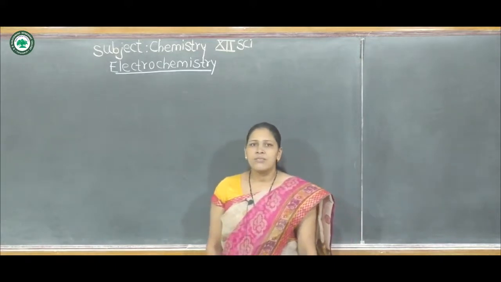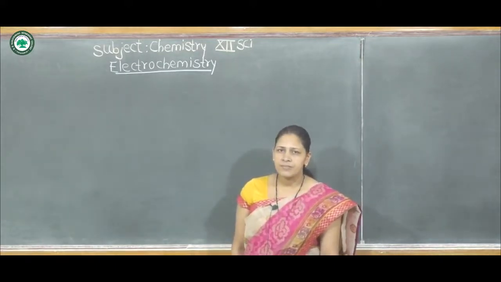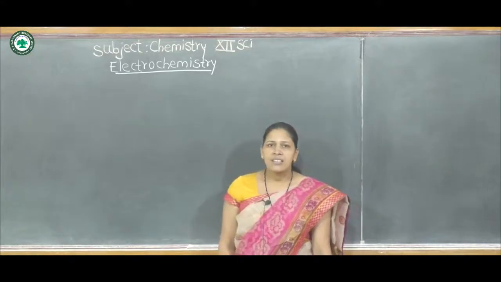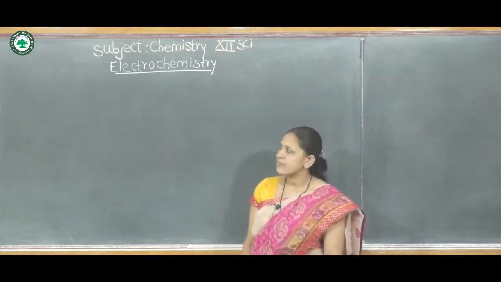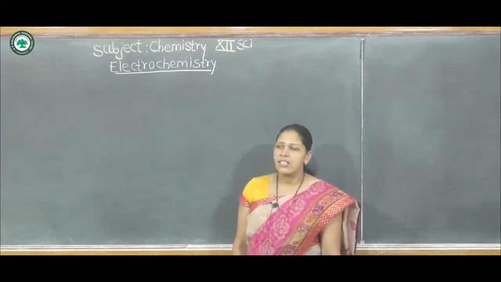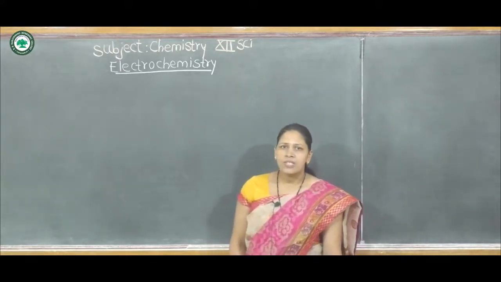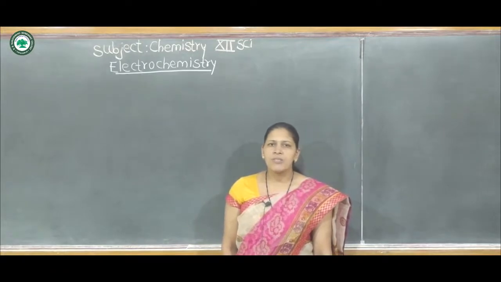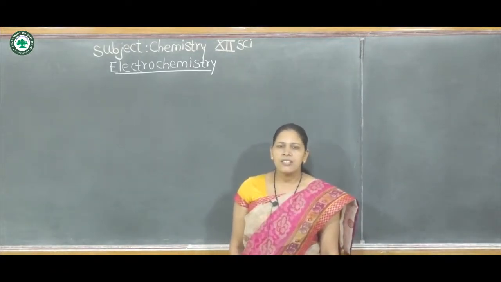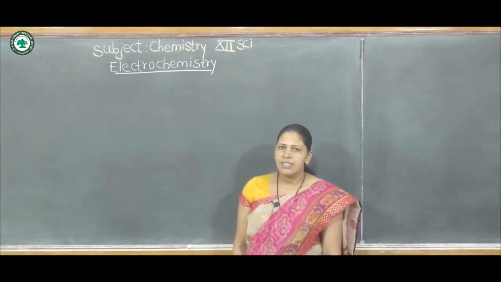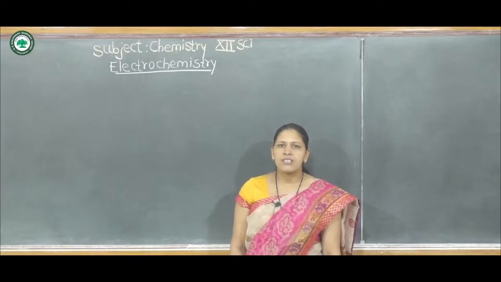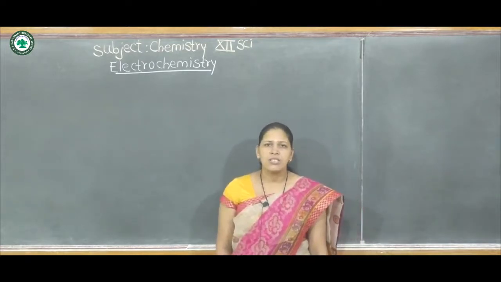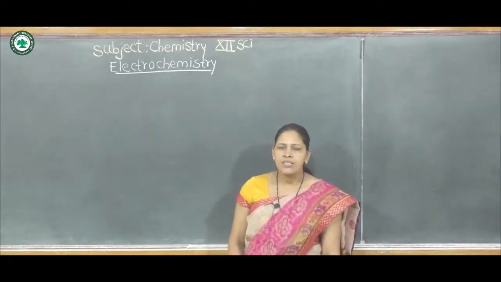First of all, what is meant by electrochemistry? Electro means electricity. Chemical reactions carried out by using electricity is called electrolysis. Electrochemistry is the branch of chemistry which deals with the study of interconversion of electrical energy and chemical energy. It is also concerned with resistance and conductance of electrolytic solutions, and with design and operation of electrochemical cells.